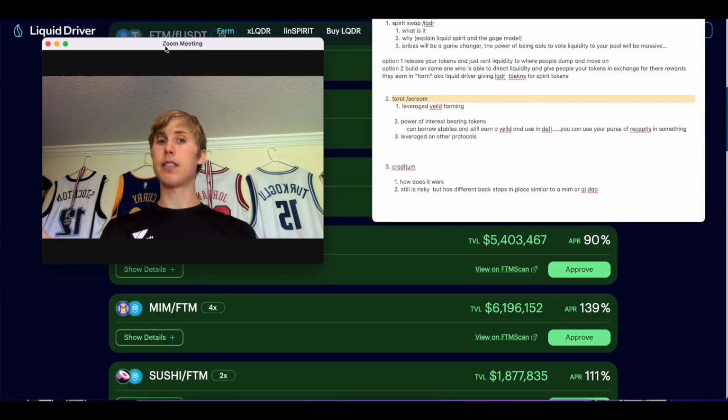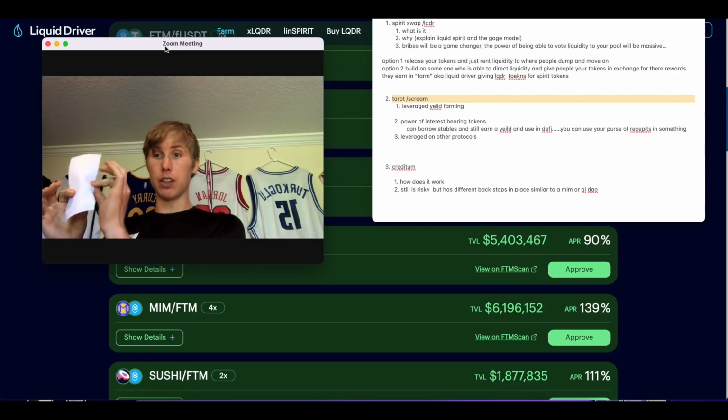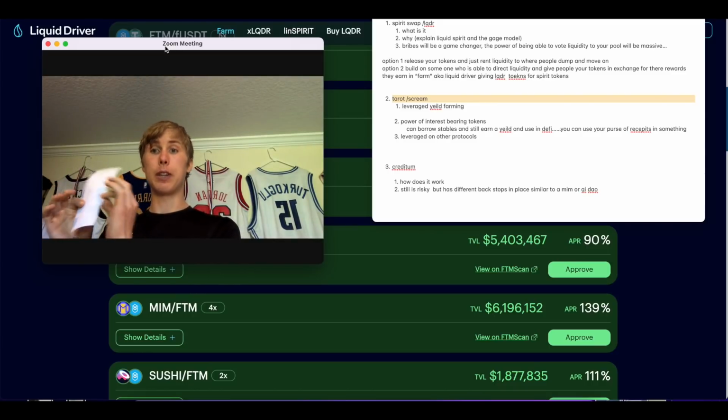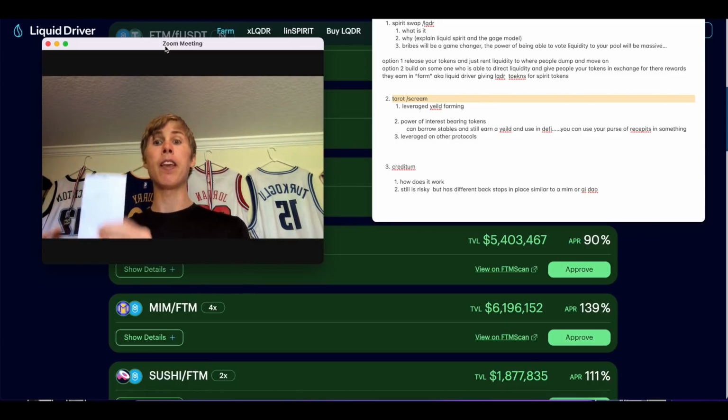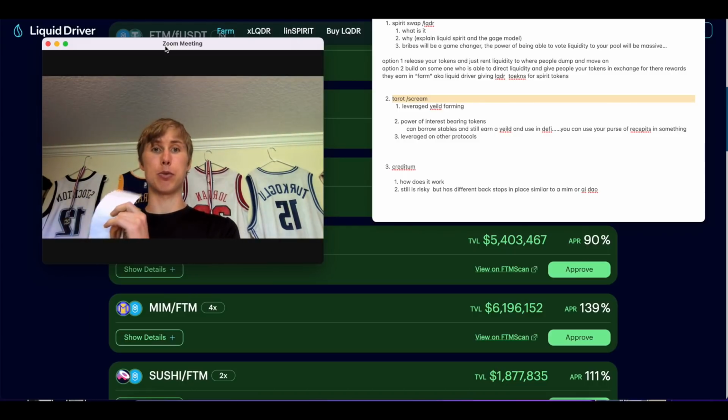Now, it doesn't stop there though. Other protocols can leverage this asset by taking this quote unquote receipt that you have now and allowing it to deposit into their farm. You're still earning interest on this receipt because it's a yield-bearing asset. It is constantly appreciating in price. And I'm able to borrow against this receipt because I can use this as collateral. So this is where self-repaying loans come into play.